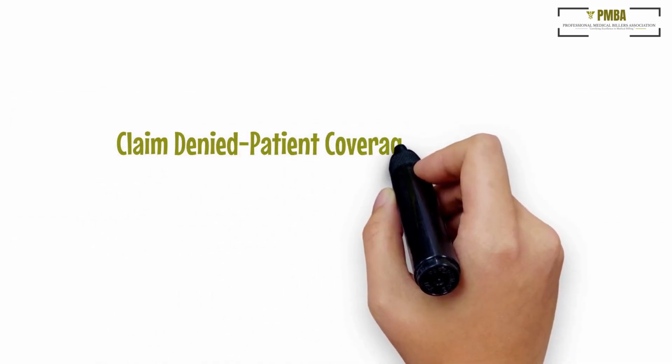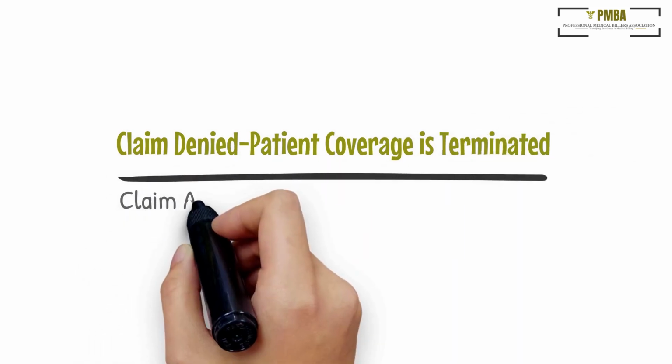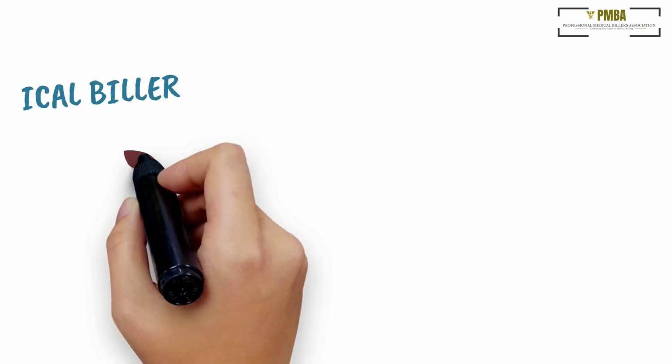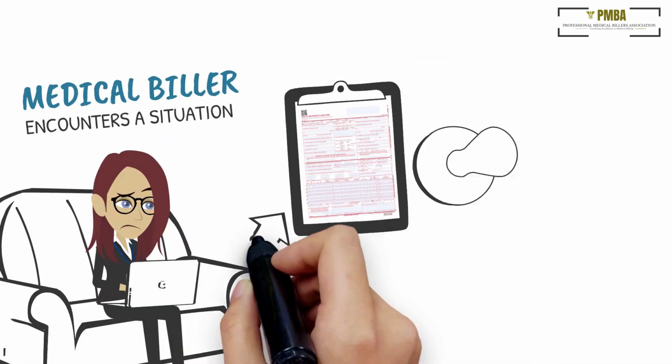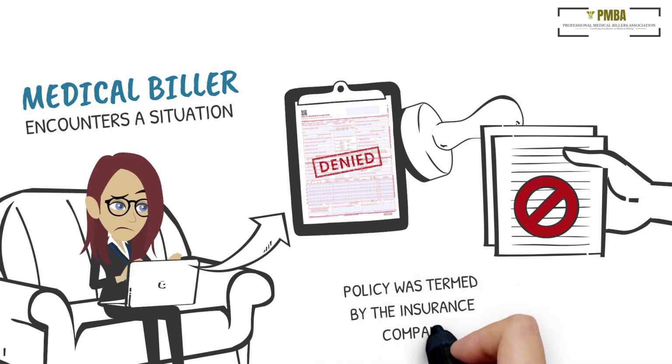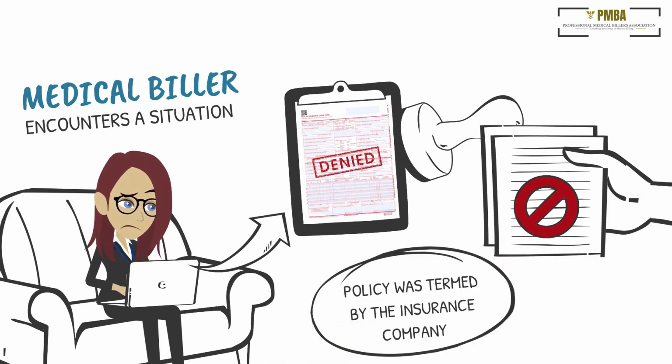Claim denied. Patient coverage is terminated. Claim adjustment reason code 26 and 27. A medical biller encounters a situation where a claim has been denied because the patient's coverage was terminated or the policy was termed by the insurance company.